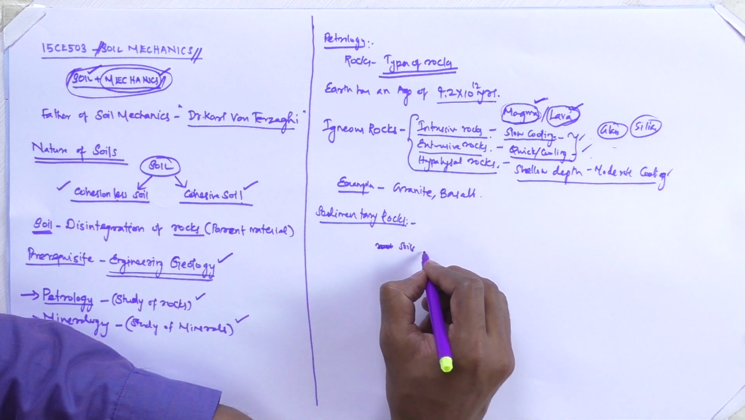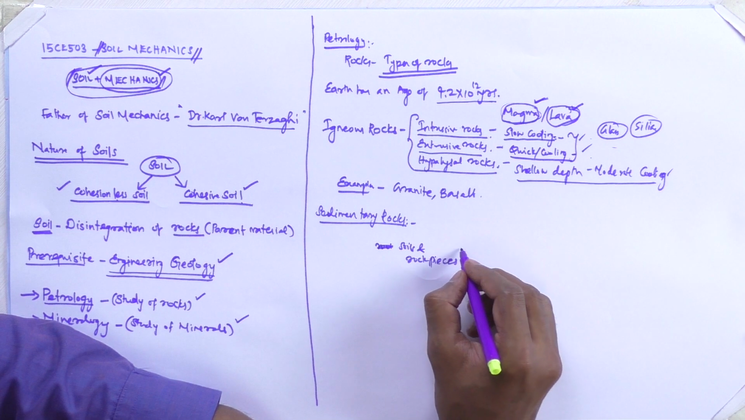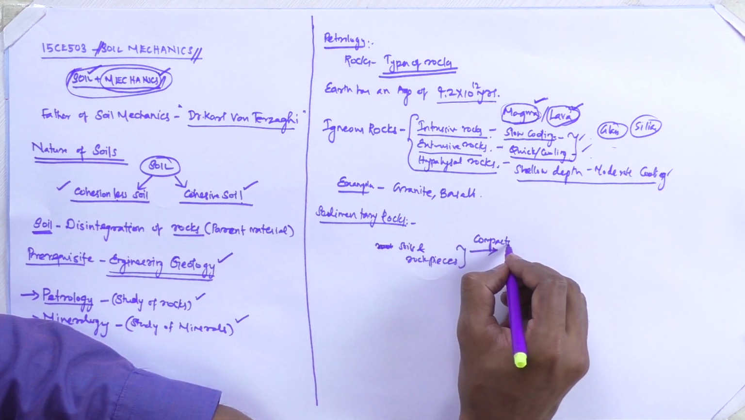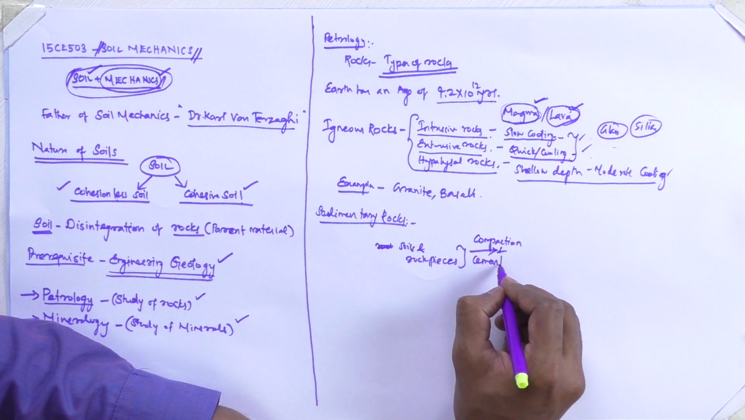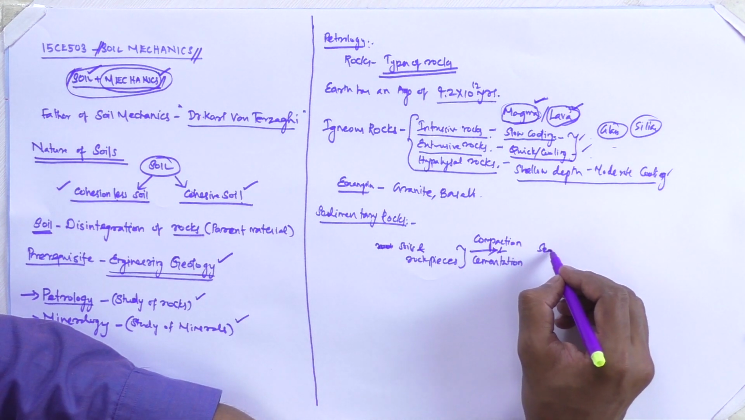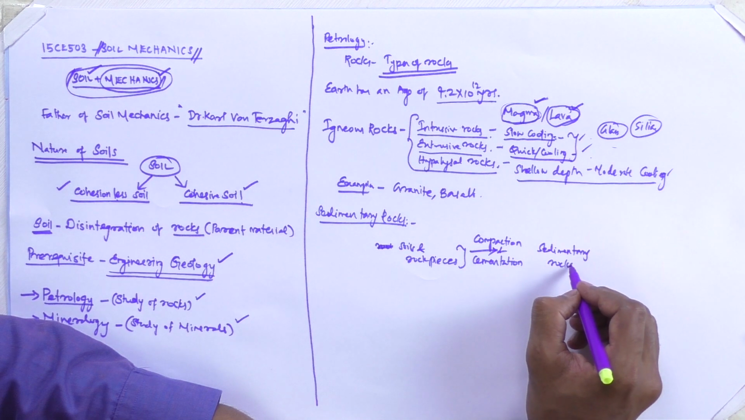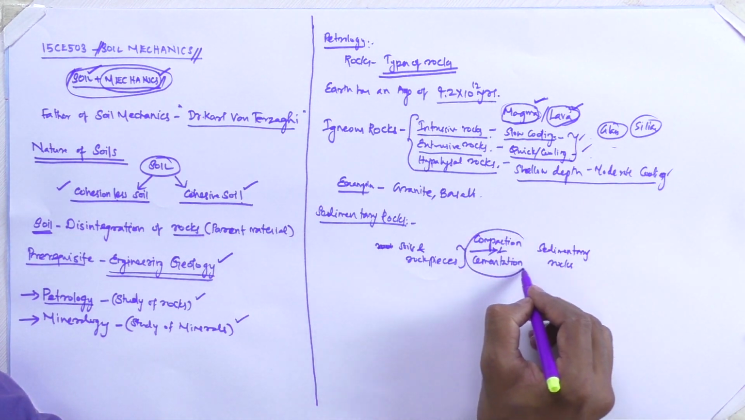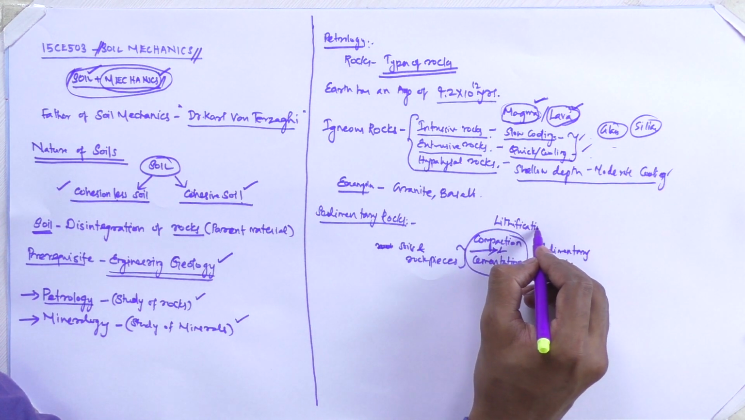Soils and rock pieces subjected to compaction and cementation will produce sedimentary rocks. So this process is known as nothing but lithification.